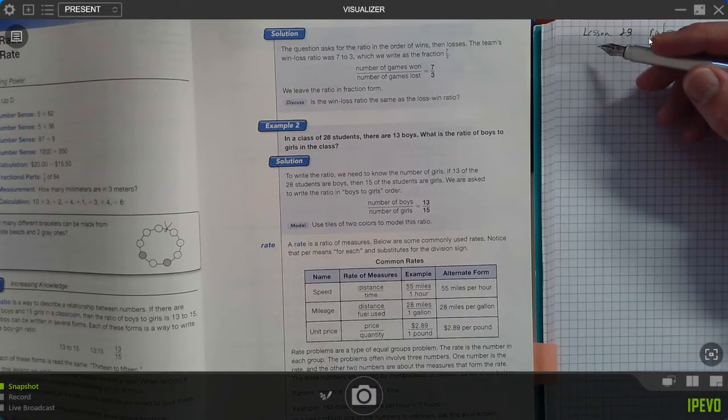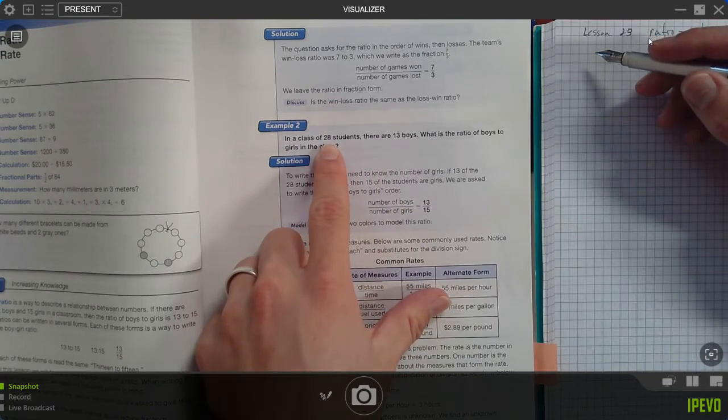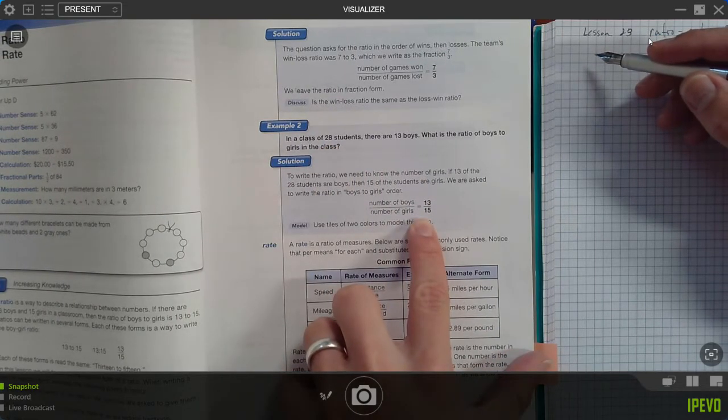In a class of 28 students, there are 13 boys. What is the ratio of boys to girls in the class? So we know 13. We have to do a little quick math to figure out that there's 15 girls. 13 to 15.